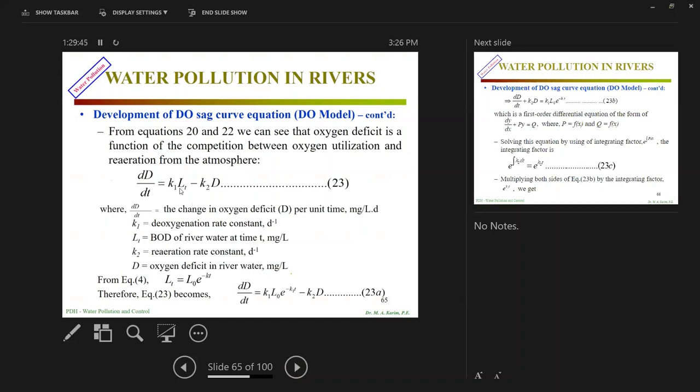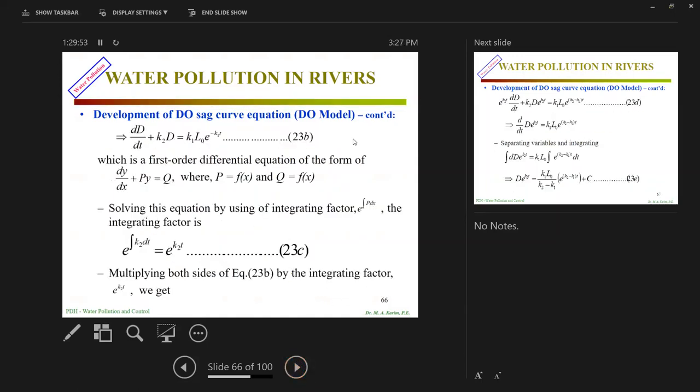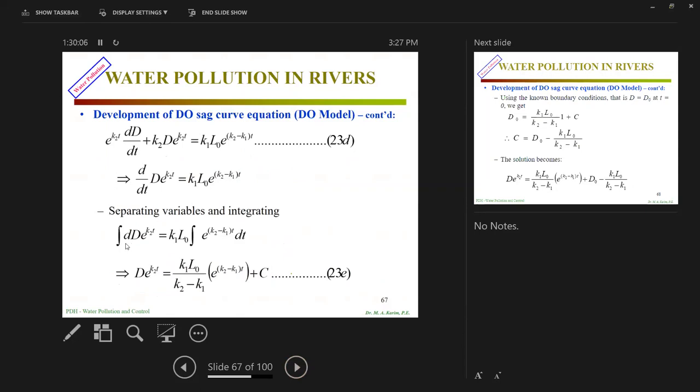Now, Lt can be put as L0 e to the power minus K1 t. That means this equation can be converted into this, and then arranged like that. So this is another equation, a first order differential equation in this form. Then we can solve it by integrating factor. If I put in the integrating factor, this becomes like that. By separation of variables and doing the solution, I get the solution like that.